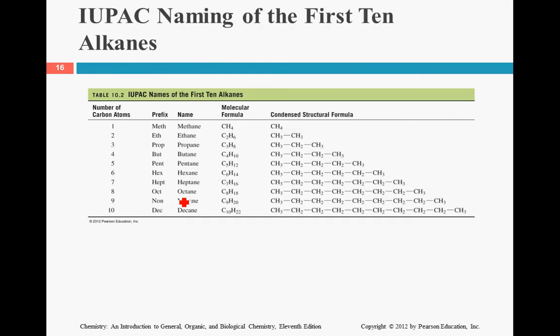This is purely a memorization thing. You have to memorize these prefixes. So, for 1, the prefix is meth. For 2, the prefix is eth, and so on and so forth. So if we have 9 carbons in a row, the word's going to begin with non, N-O-N.